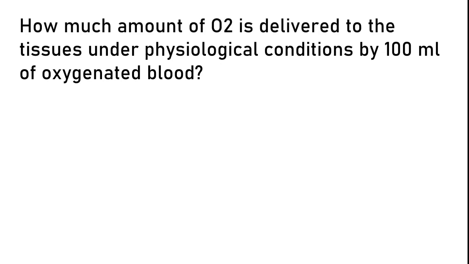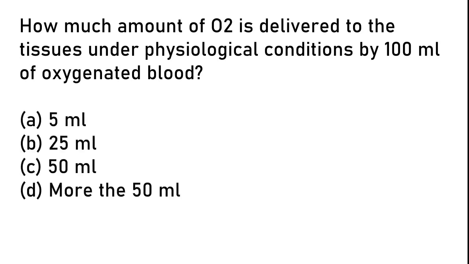How much O2 is delivered to the tissue under physiological conditions by 100 ml of oxygenated blood? 5 ml, 25 ml, 50 ml, more than 50 ml. So the correct answer is option A, 5 ml.